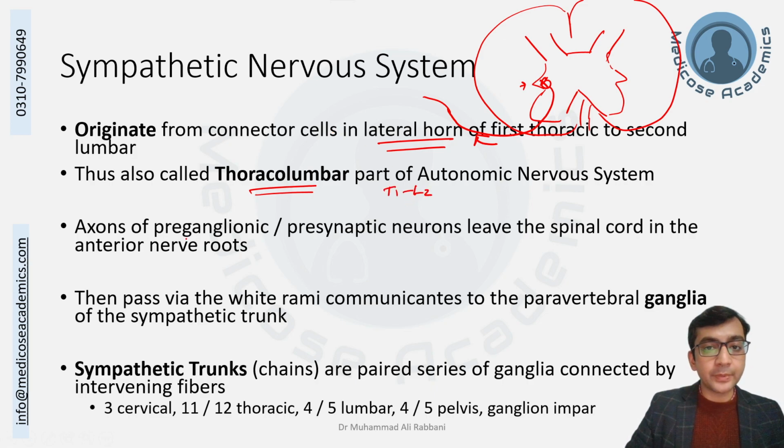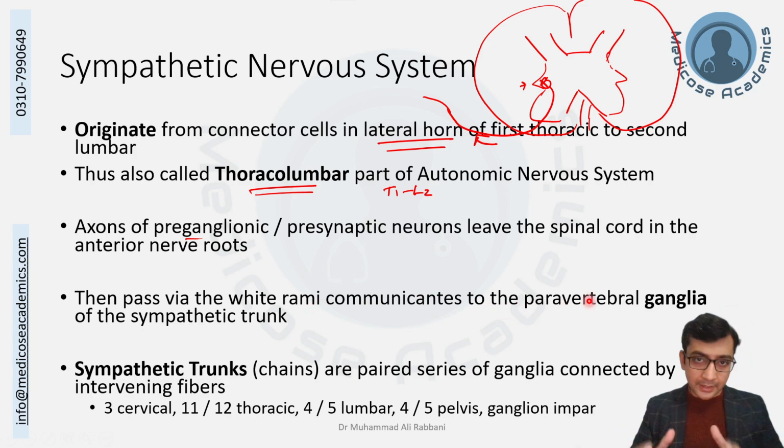That is why the preganglionic presynaptic neurons are in the spinal cord. They exit through the anterior root, and then they connect to the paravertebral ganglia via white rami communicantes. I will just explain in the next slide.